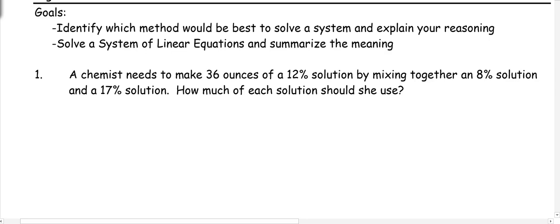This video is about identifying the method which will be best to solve a system of linear equations and explaining our reasoning. All of these systems of equations deal with mixing solutions together to make a new solution. A chemist needs to make 36 ounces of a 12% solution by mixing together an 8% solution and a 17% solution. How much of each solution should she use?